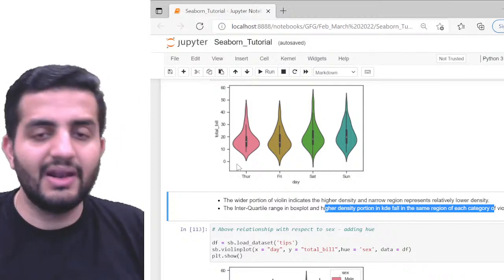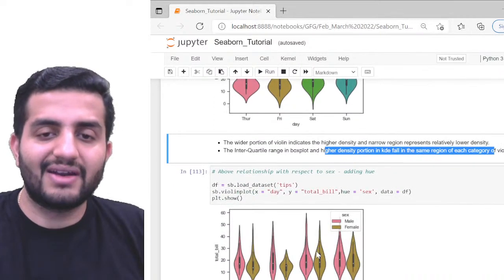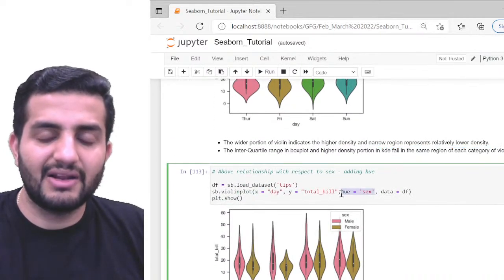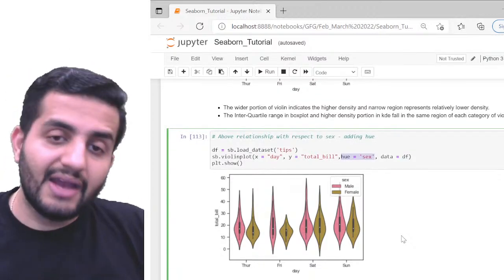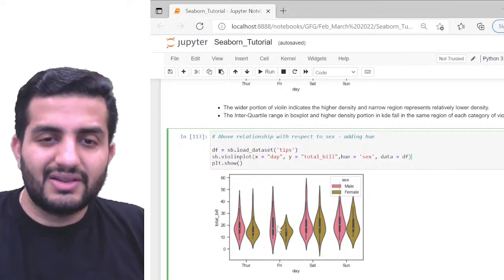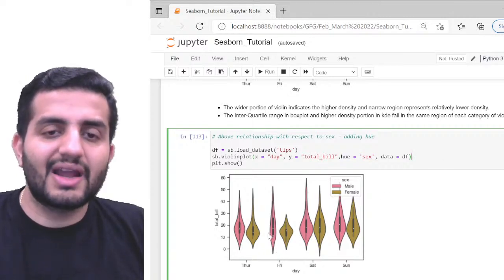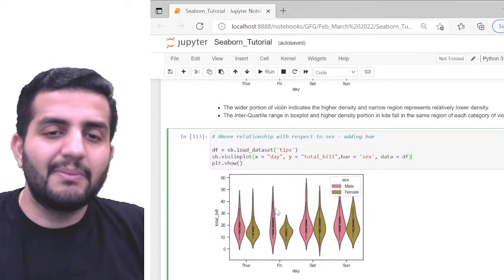Same thing here as well. I can add hue, which is nothing but the third dimension. I have added the same thing based on gender, male and female. I'm trying to find out how the bills are spread out. Again, very distinctive features. You can see this, right? This violin is pretty much looking like a leaf, so data is pretty much evenly spread out for my males.